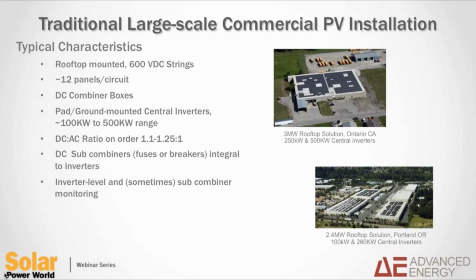Then onward into what we would say is a base case traditional system. We'll use some characteristics of this system that I think are pretty common. We'll have 600-volt stringing with, say, 12 to 15 panels per string. We'll have combiner boxes near the array, typically aggregating maybe 20 or so strings. The combiner boxes will come back to pad-mounted central inverters, maybe 100, 250, or 500 kilowatt rated. We'll have DC-AC ratios in the 1.1 to maybe 1.25 to 1 ratio, with the DC-AC being the power output of the panels versus the inverter nameplate rating.